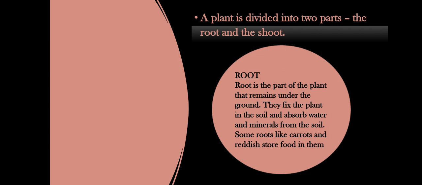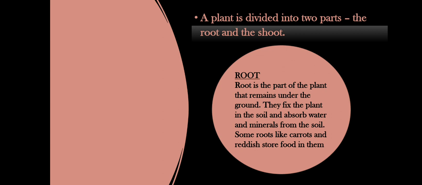Root is the part of the plant that remains under the ground. They fix the plant in the soil and absorb water and minerals from the soil. Some roots like carrots and radish store food in them. So, as you see, some roots are there. When we put some seeds in the soil, a plant grows.